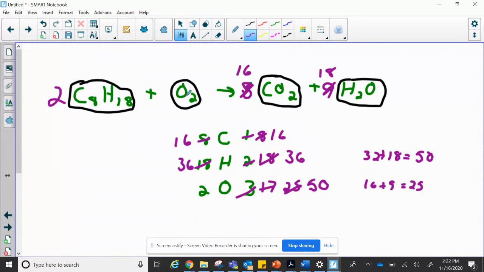So what do I have to multiply this 2 on the oxygen by to get to 50? I'm going to have a 25 there. And again, sometimes you will have a big number and it's okay. And that gives me 50 and now we're balanced. So that's the doubling rule.